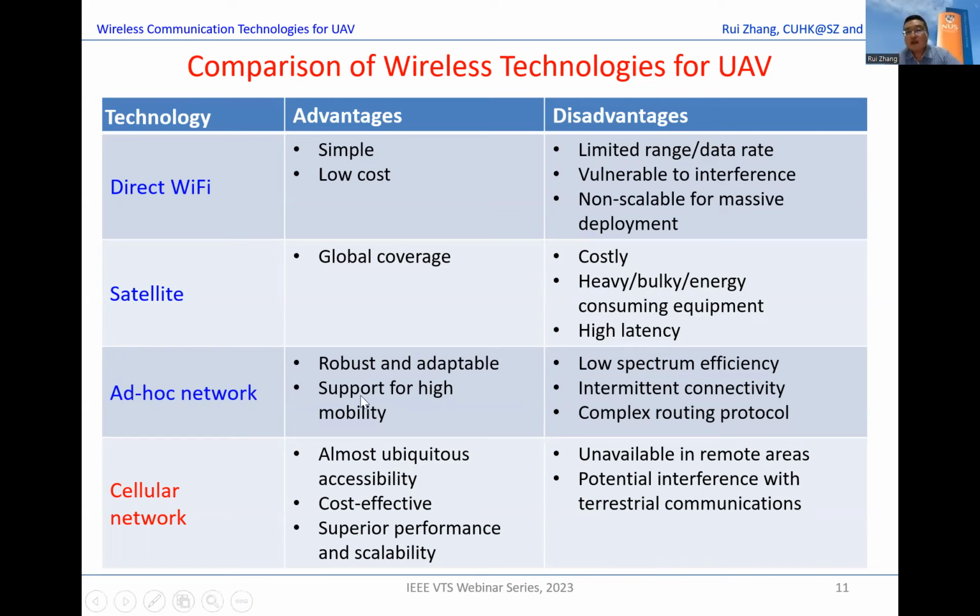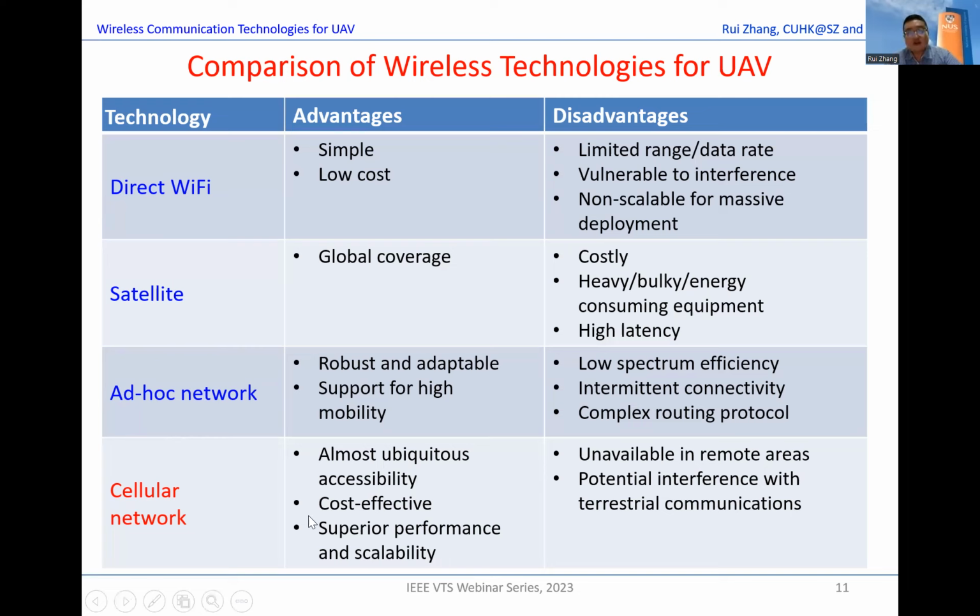The ad hoc UAV network is very robust, and also can support high mobility of the UAVs. But the problem is that the spectral efficiency is very low because they need to engage in multi-hop communication. And so you may also have the problem of intermittent connectivity, right? Maybe a UAV cannot find a neighboring UAV in its vicinity for relaying the data. And sometimes how to solve the real-time routing solution for dynamically varying UAV positions is also a challenging problem to solve.